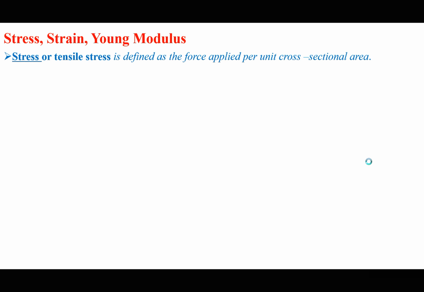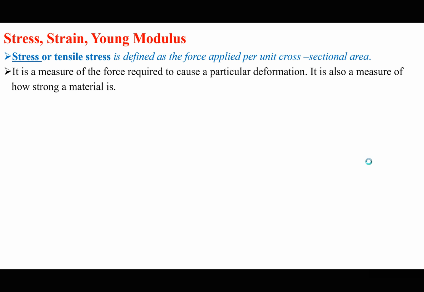When I say ratio of the force per unit cross-sectional area, it's like I'm making a repetition because the ratio itself is equivalent to saying per. So it's simply the force per unit cross-sectional area. It is actually a measure of the force required to cause a particular deformation. That's the meaning of stress. How much force is required to cause a particular deformation? That's what we call the stress of a material.